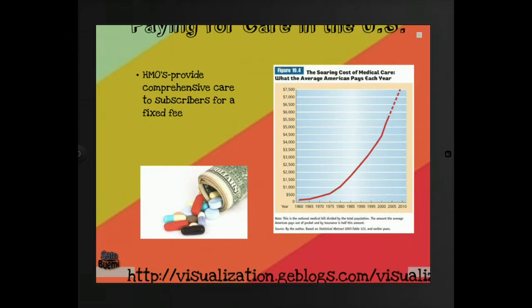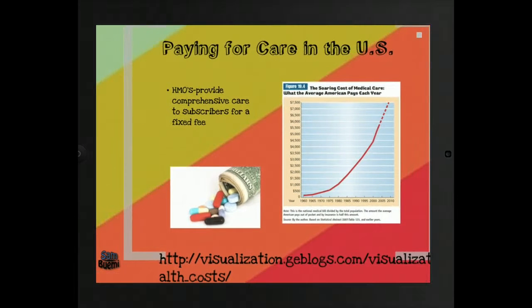One of the ideas, too, is HMOs. HMOs provide comprehensive care to subscribers for a fixed fee. So there's HMOs, health maintenance organizations, or PPOs. So we've got these different organizations which provide health care for individuals. So when we have these conversations of how best to pay for health care with these rising costs, we start to see a lot of different avenues for paying for them, whether we're talking about HMOs or PPOs, whether we start talking about government funding such as Medicaid and Medicare. Medicaid is for those that are in poverty, and Medicare for those that are older.